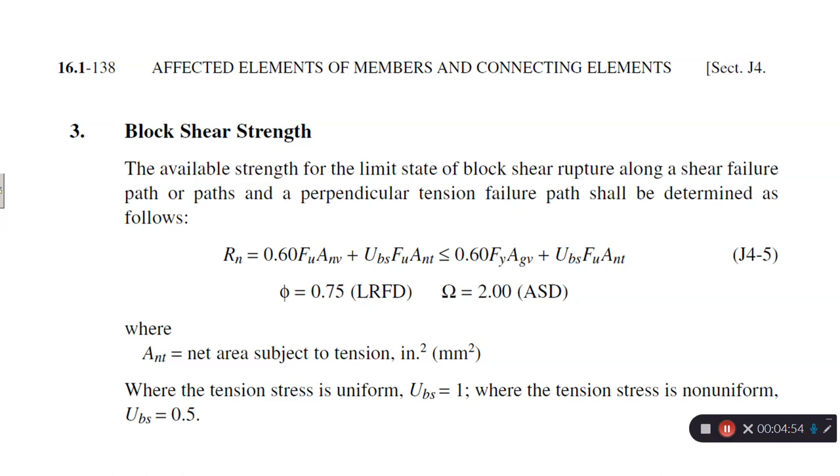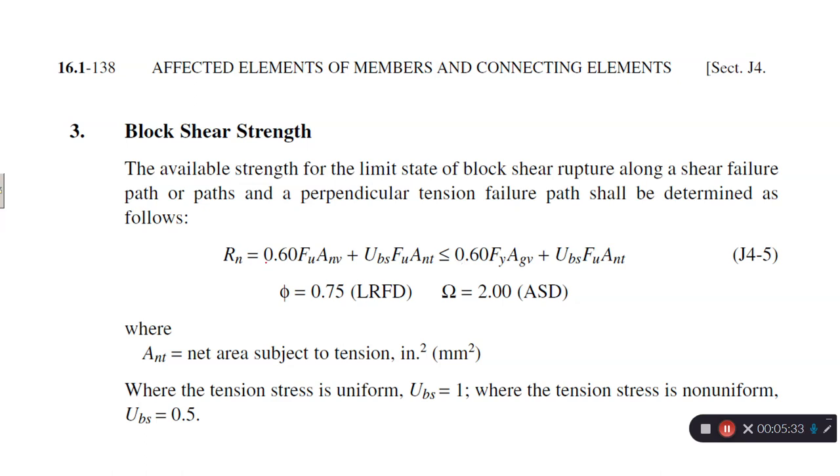Block shear strength is defined in section J4 in the manual. So please turn to page 16.1-138 of your manual. You will find this section and the equations that define the block shear strength. Rn, the block shear strength, is equal to 0.6 times Fu times Anv plus Ubs times Fu times Ant.